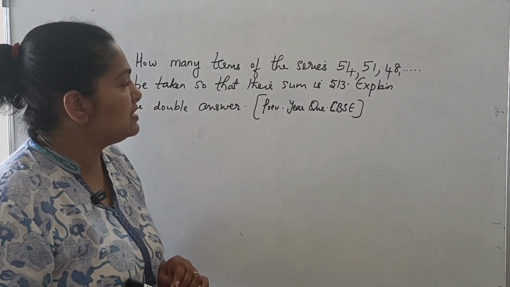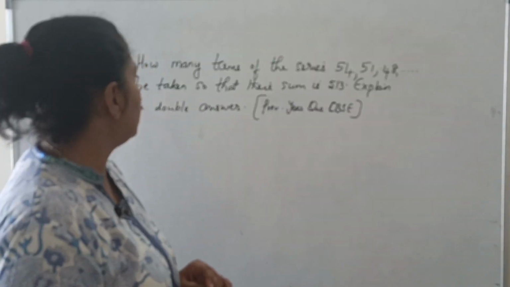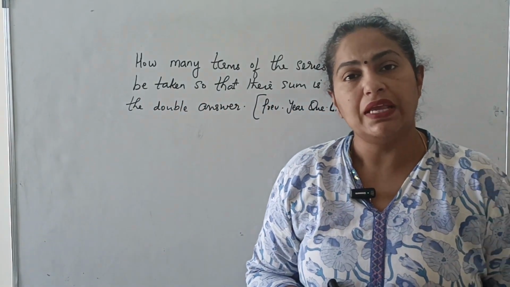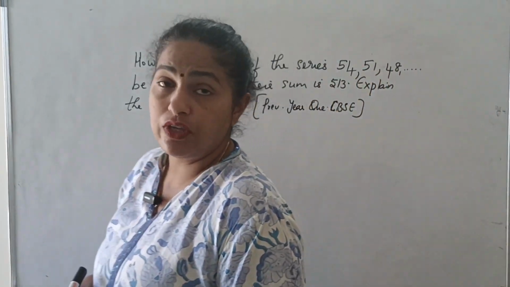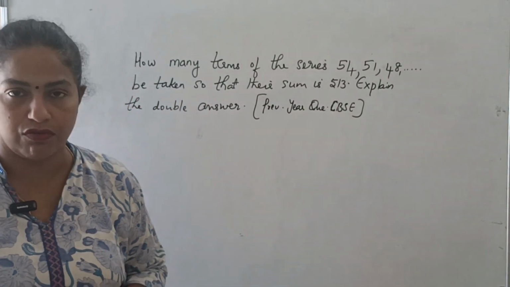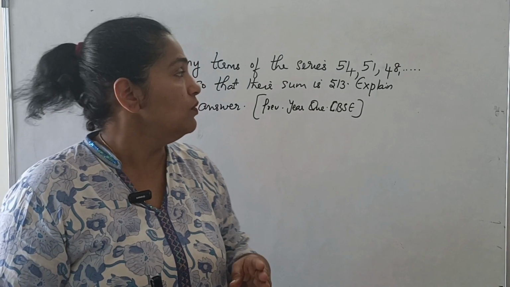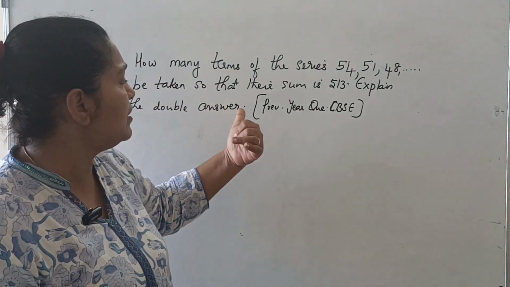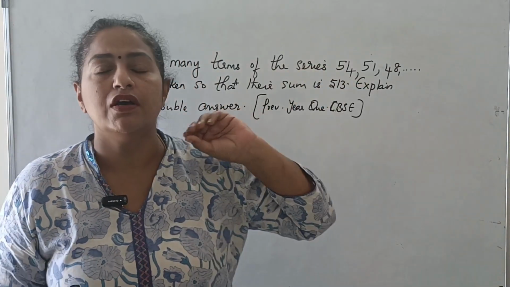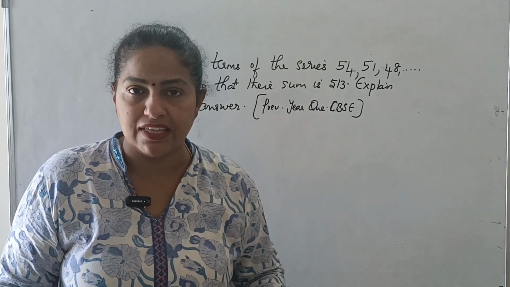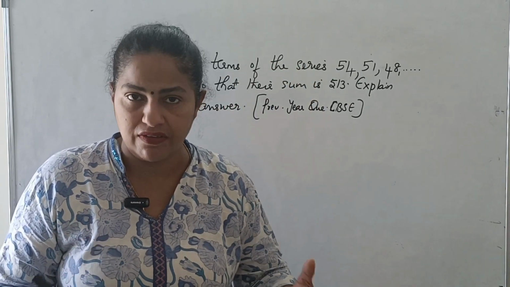How many terms of the series 54, 51, 48 must be taken so that their sum is 513? Explain the double answer. This is also a question from one of the previous years' question papers. I have taken this particular question from R.D. Sharma. Now, how many terms of the series? When you look at the series, what is one thing that stands out? You can see that this is a decreasing series, which means that the common difference is negative.